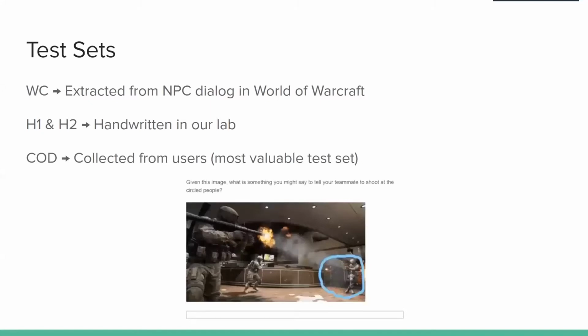We collected it by showing volunteers screenshots from the Call of Duty games and asking them to type out what they would say to get a teammate to accomplish a specific goal. So those user responses became the test utterances for us to classify.